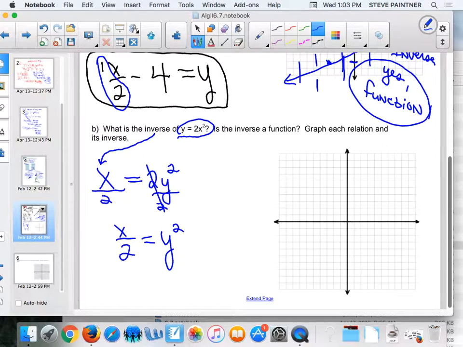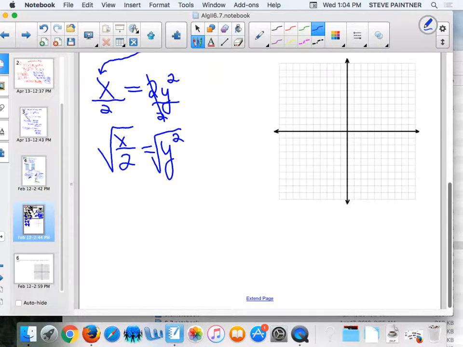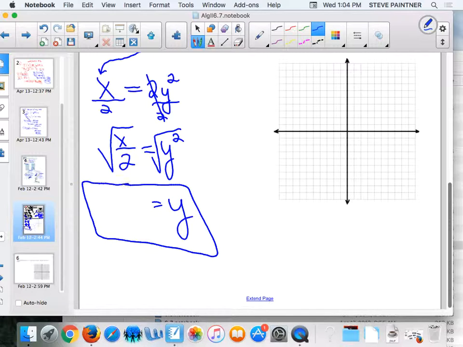Now what? Square root, I heard. Square root of this, square root of that. Y equals the square root of x over 2. There's not much you can do here, guys. But there's one thing I'm missing. When you take the square root of both sides, what? Plus or minus. So, there it is. Plus or minus, whatever this gives us.